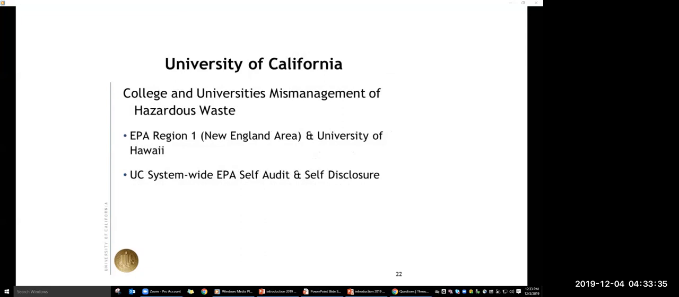In the early 2000s, EPA found several colleges and universities were not properly managing hazardous waste. This was especially true in EPA Region 1, the New England states, and also at the University of Hawaii, which received a $1.7 million penalty for the improper management of hazardous waste. In the spirit of cooperation in 2001 and 2002, UC EH&S leadership elected to conduct a self-audit of all 10 campuses and submit a self-disclosure to EPA, DTSC, and the local CUPAs.